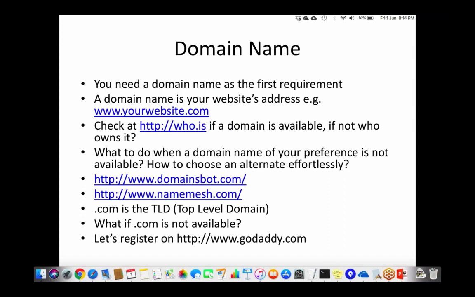So the Google search engine is country specific. For example, if you check the Google search engine for Australia, it is google.com.au. If you check it for UK, it is google.co.uk.